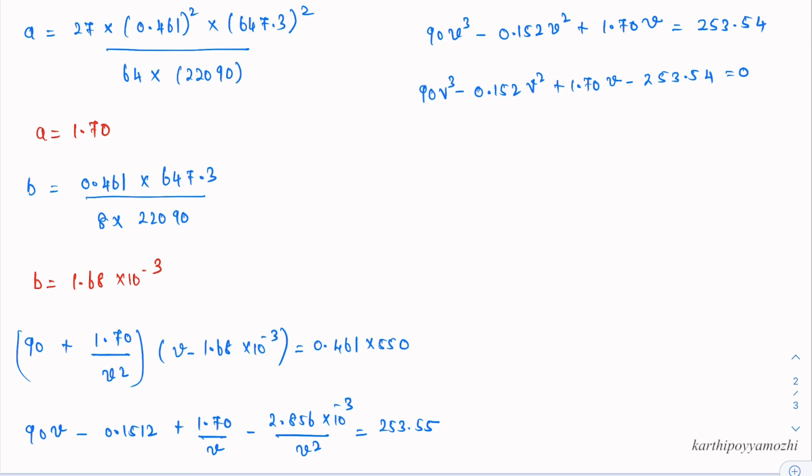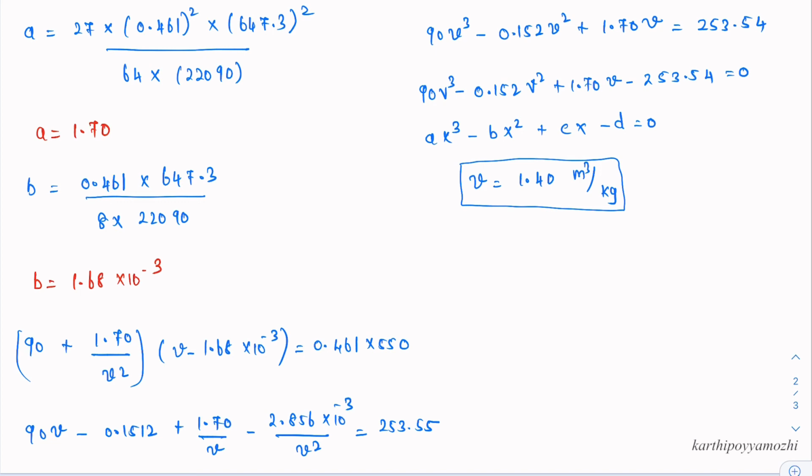Now the equation is of the form A x cube minus B x square plus C x minus D is equal to 0. And on calculation, the value of V is calculated as 1.40 meter cube per kg. In this way, you can find the value of V.